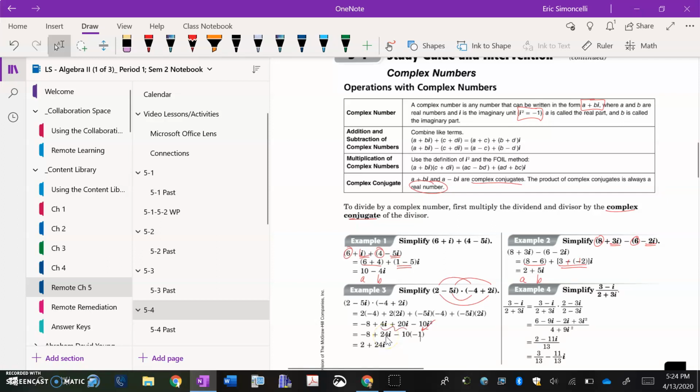24i is the result of adding these two like terms. -8 minus 10 times -1, or -8 plus 10, ends up being just simply 2. Therefore, final answer 2 plus 24i.